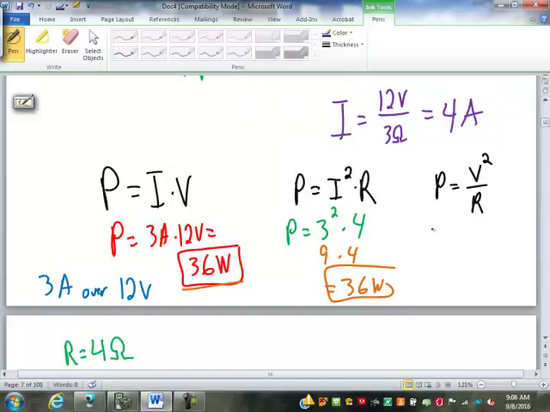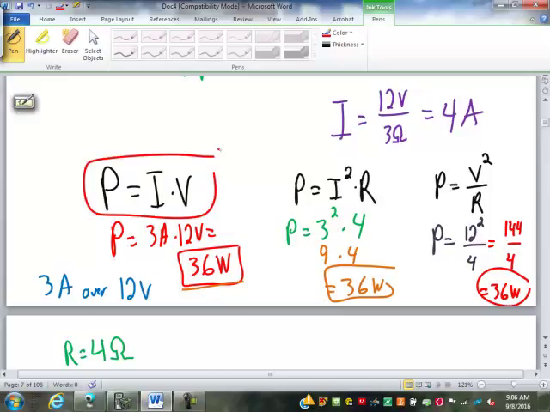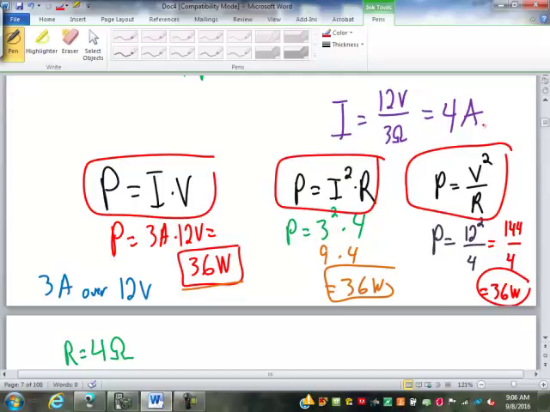Or I could use that my power is my voltage squared, so that'd be 12 squared divided by the resistance of 4. What's 12 squared? 144. Divided by 4 is, again, 36 watts. So oftentimes there are several formulas that will get us to the same result. These formulas here all represent power, but we use different formulas depending on what information we have available to us. Now I had all 3 pieces, the current, the voltage, and the resistance here. But sometimes we'll only have 2 out of the 3, so we pick the formula that has what we need.